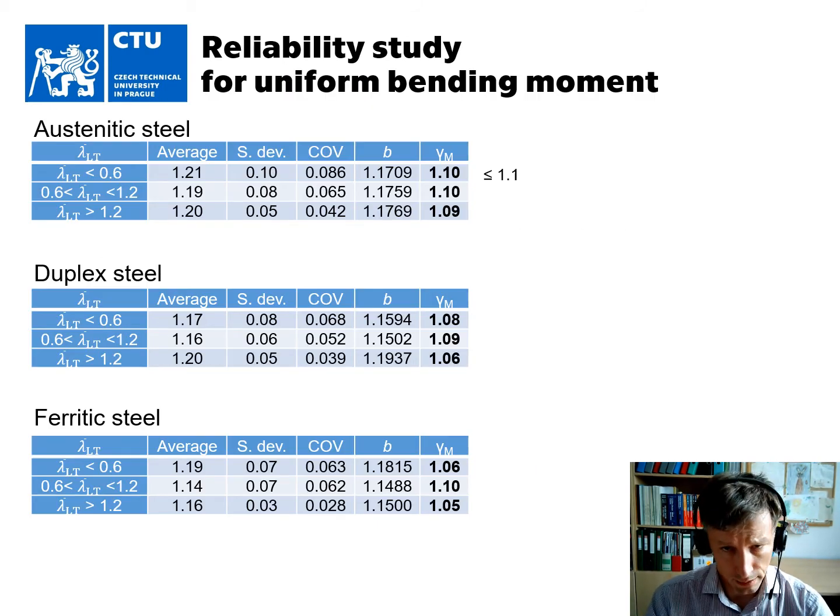Here is a reliability study summarized in tables, only showing that the safety factor was below 1.1 for all three stainless steel grades, and also for the lower slenderness range, mid-range slenderness range, and high slenderness range of the beams.